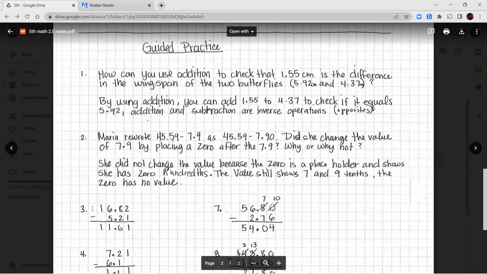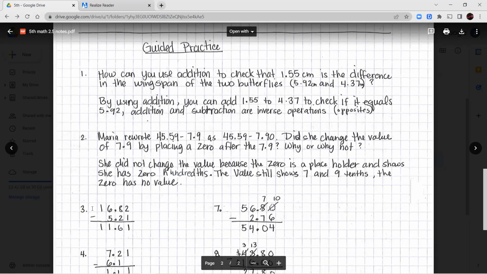Our first question says, how can you use addition to check that 1 and 55 hundredths of a centimeter is the difference in the wingspan of the two butterflies that we talked about earlier in the video? So by using addition, you can add the 1 and 55 hundredths to the 4 and 37 hundredths to see if that will get you back to your original larger butterfly's wingspan, which was 5 and 92 hundredths. Now, since addition and subtraction are inverse operations, they're opposites, we can use them to check each other to see if we get back to our original numbers.